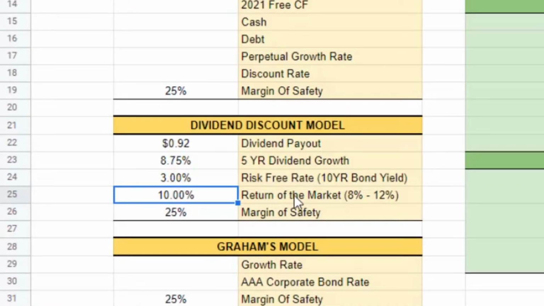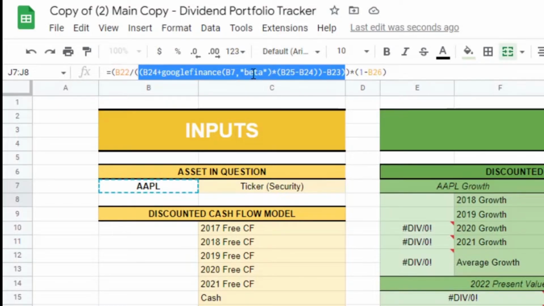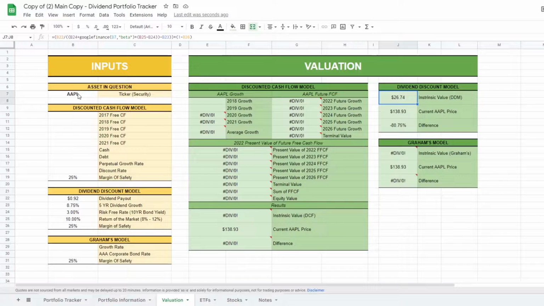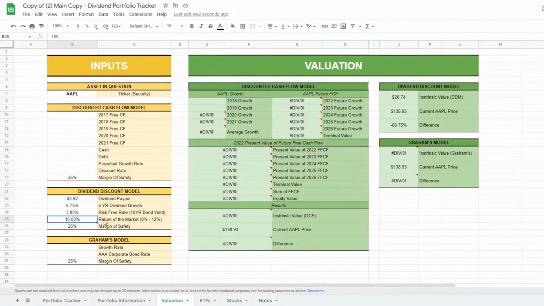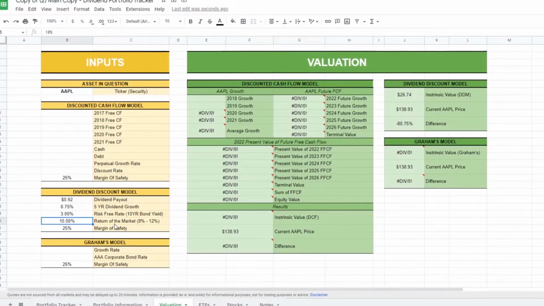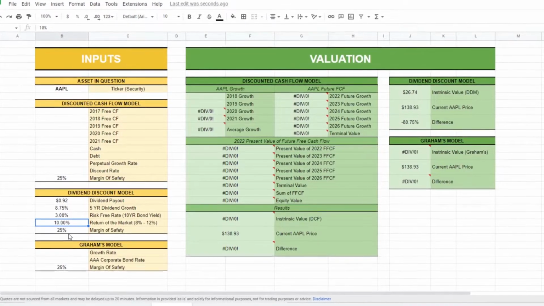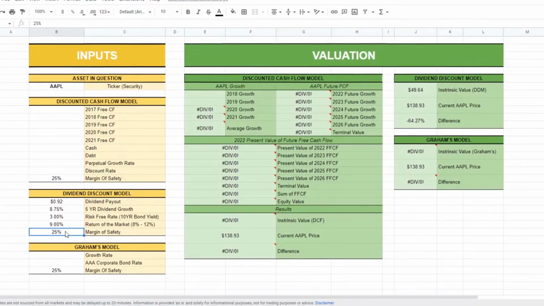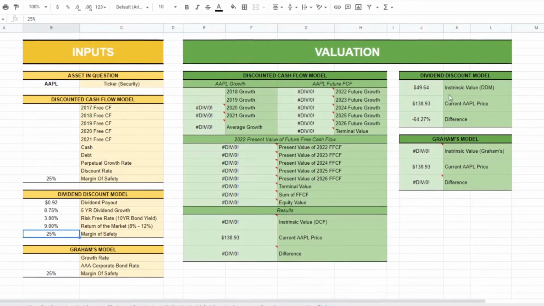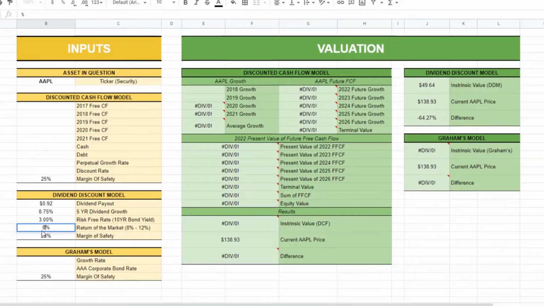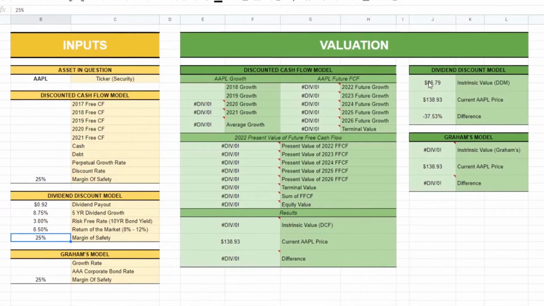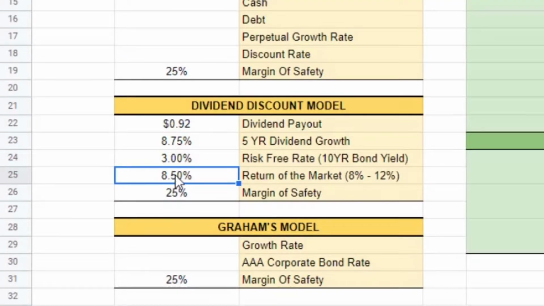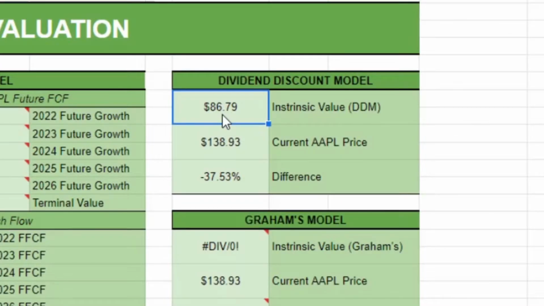But if we were to change the return of the market in this calculation, if you recall the calculation for CAPM, which is embedded in this formula, it takes into account the beta of Apple, which allows Apple to either grow faster than the market or slower than the market. So if you change the expected return of the market, you will see a change in the intrinsic value. If we change this to 9%, Apple's intrinsic value starts to go up. If we change it to about 8.5%, you can see that it continues to go up. The intrinsic value is 86.